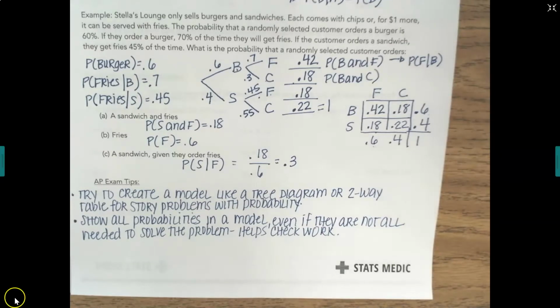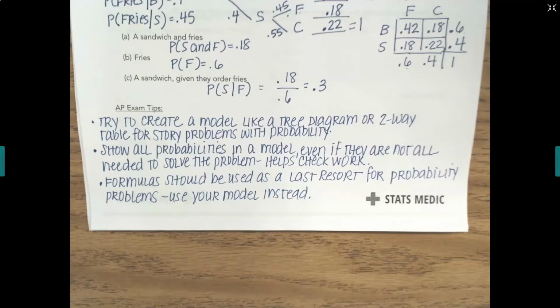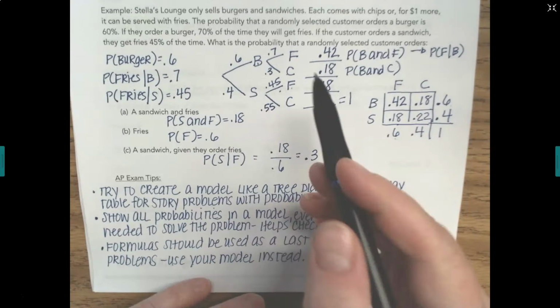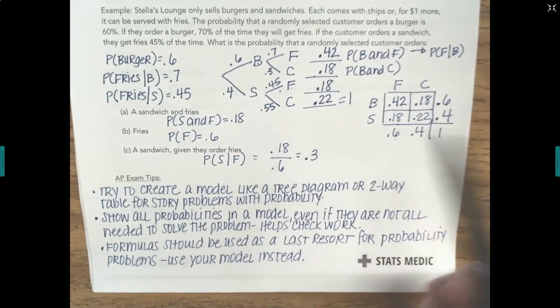Now, we use these two to help us, and that's going to lead us to the third AP tip for today. Your formulas on the formula sheet should really be your last resort for probability problems. You want to try to use your model instead. You guys do very well with understanding where numbers come from and how to use the models, much better than we do the formulas. The formulas can be a little bit confusing.